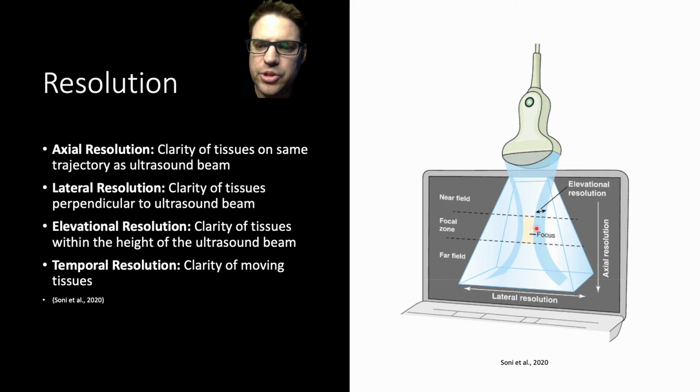Elevational resolution is the clarity of targets within the height of the ultrasound beam. Generally, objects at center height have the best elevational resolution, and that's why when we want to look at the pleural line, or actually any target tissue, we like to have it at the center of the screen.